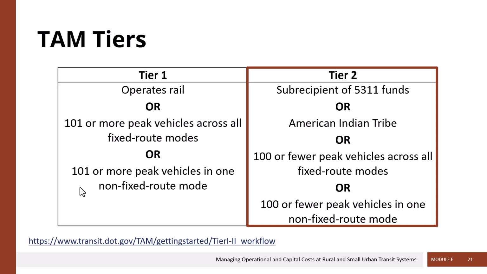Now, there's a lot of ors on the screen, and it can be hard to go, well, where do I really fit in? The FTA has provided a decision-making tree, or as they call it, a workflow, on helping you decide whether you're a Tier 1 or a Tier 2 agency, and that can be found on the FTA's website. You can just Google FTA TAM tier checklist, or am I a Tier 1 or Tier 2 agency, and you will find that checklist. Also, the link is displayed on the screen at this time.